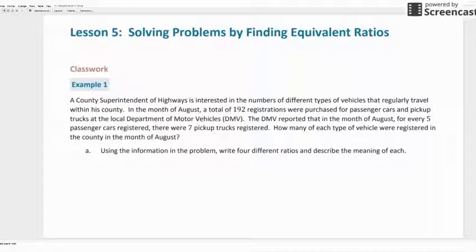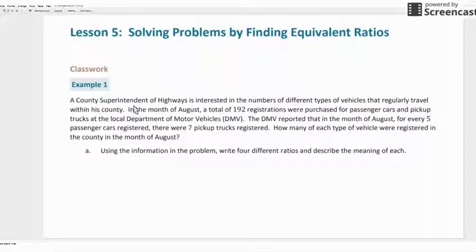All right, hello students. Today we're going to be moving on with Lesson 5, Module 1, Lesson 5, solving problems by finding equivalent ratios. So we're going to take our understanding of equivalent ratios and start solving different problems based on those equivalent ratios. All right, so let's go over our first example.